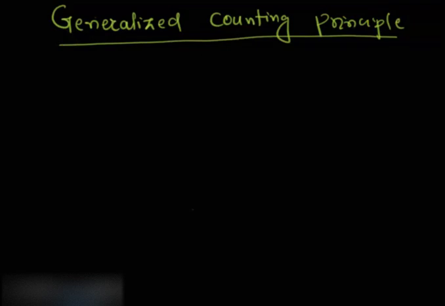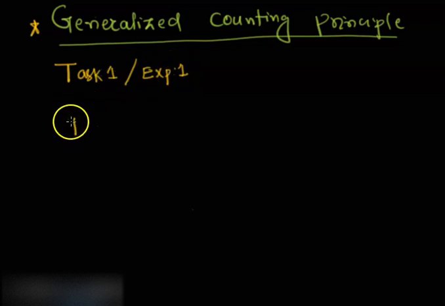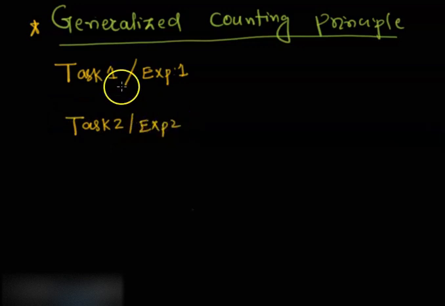Previously, in the basic counting principle, of multiplication, we saw that we were performing only two tasks, or only two experiments. So now consider we are performing n tasks. Let's say this is task 1, or you can say experiment 1, same thing. And then you perform task 2, or experiment 2. So either you will use this language or this language.